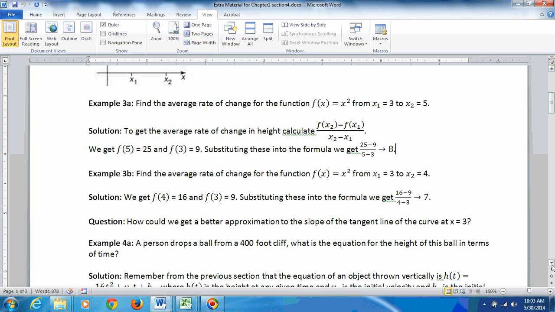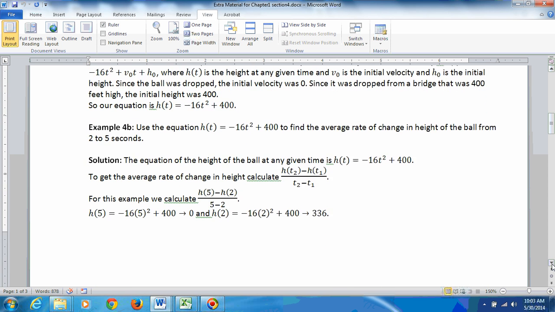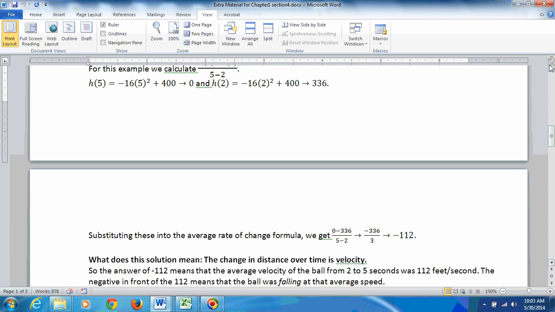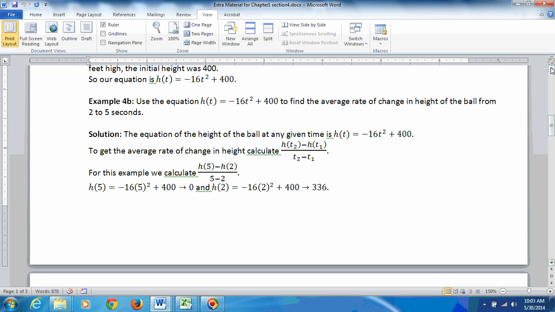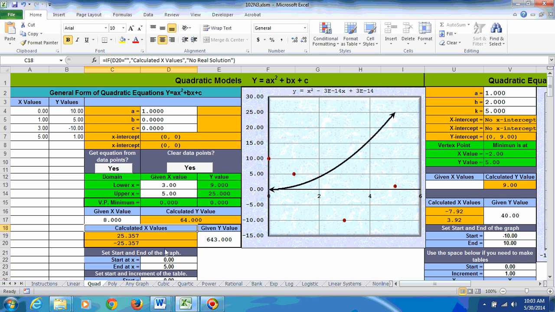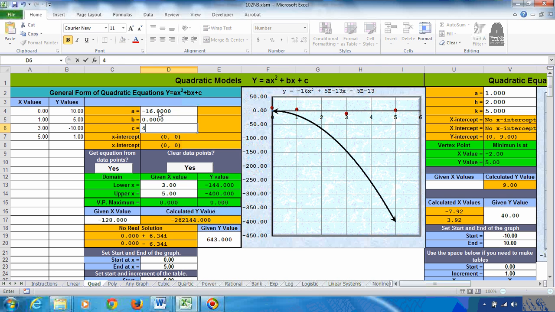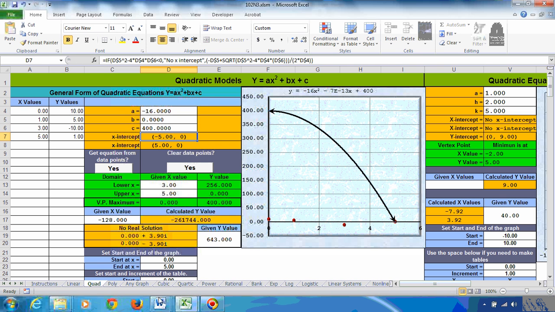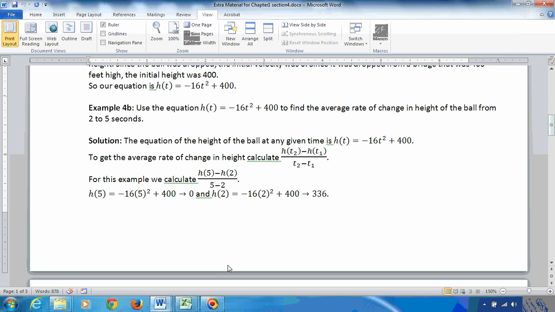And the same thing on down here when we did the average velocity on this projectile motion problem right here. Let's put in those coefficients, negative 16, 0, because there's no t, and then 400. So negative 16, 0, 400, and it wanted the average rate of change on what x values? Well, let's see, from 2 to 5 seconds, right here, from 2 to 5 seconds. Well, let's check it out.